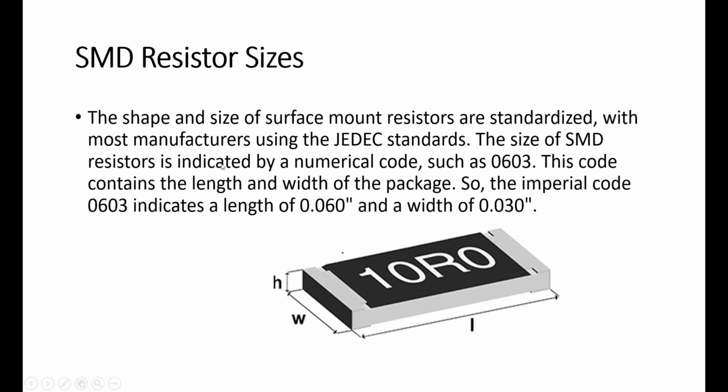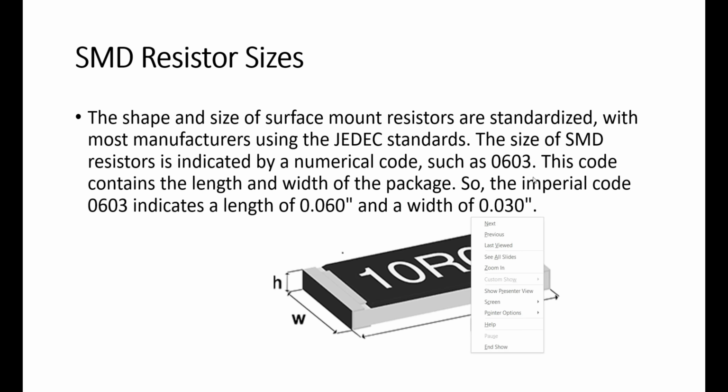The size of SMD resistors is indicated by a numeric code such as 0603. Any SMD resistors in the schematic will be mentioned like that. It's a 0603, meaning that kind of gap will be there on the PCB and you have to put that resistor. Okay, this code contains the length and width. See, 06 is nothing but the length and 03 is nothing but the width of the package.